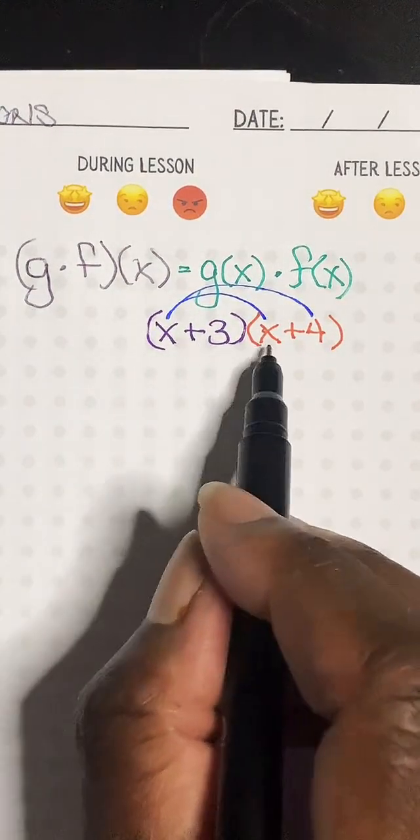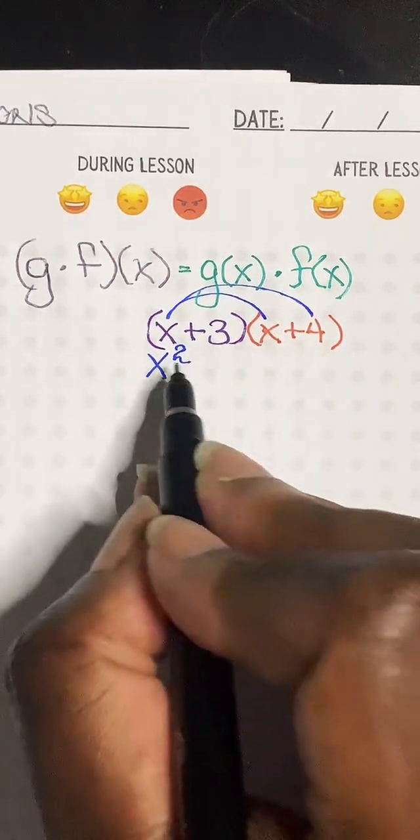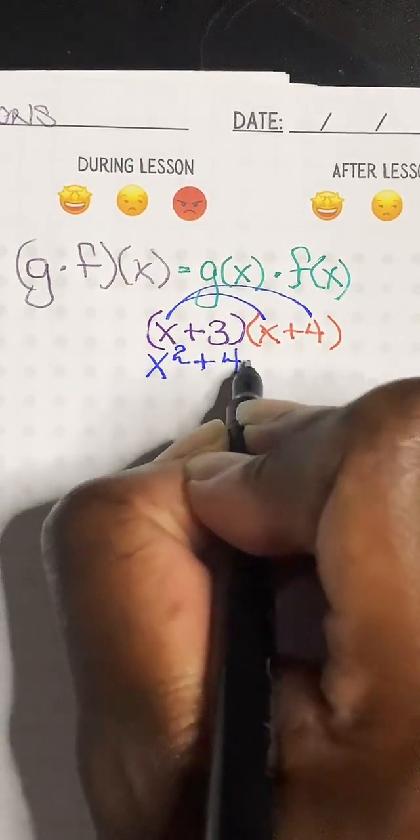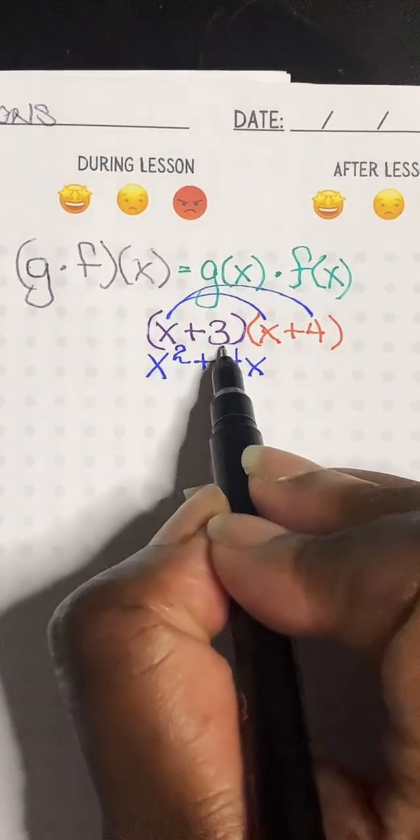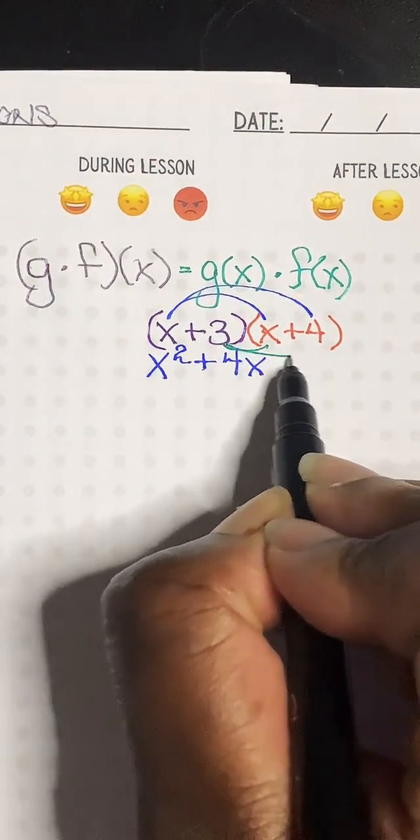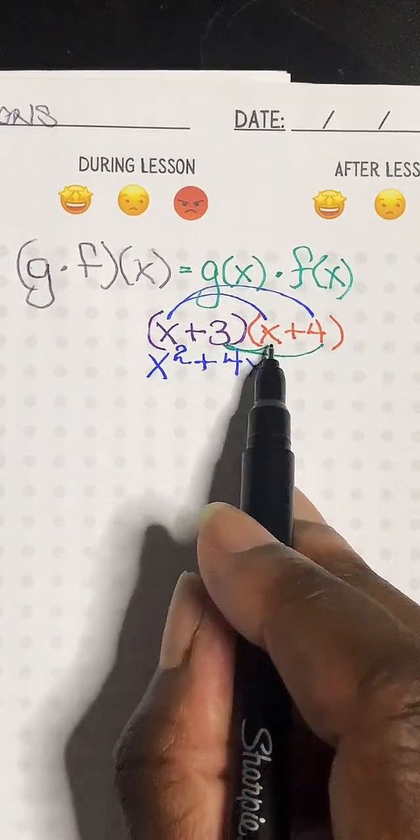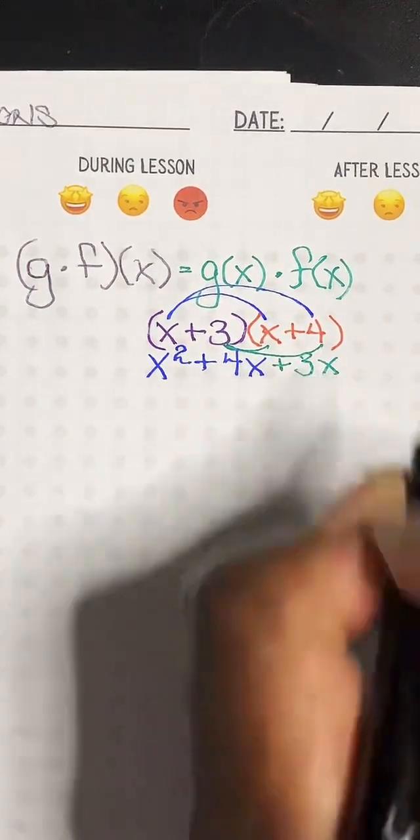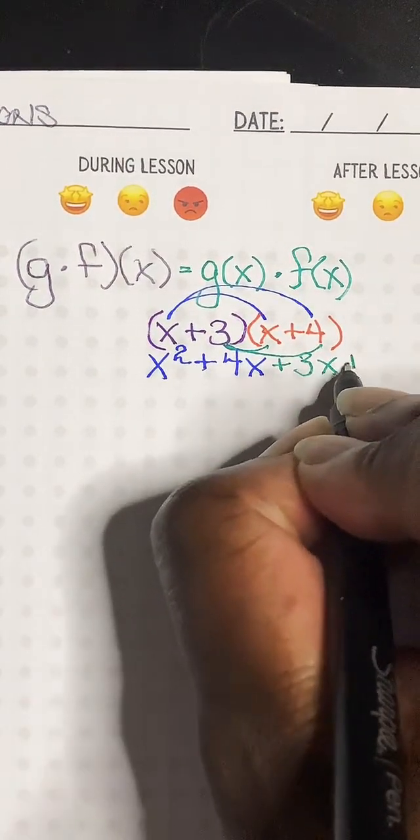So that means we have x times x, which gives me x squared. We have x times 4, which gives me a positive 4x. And now we're going to distribute the 3 to everything in that second parenthesis. So we're going to do a positive 3 times x. That gives me a positive 3x. And we do a positive 3 times a positive 4. That gives me a positive 12.